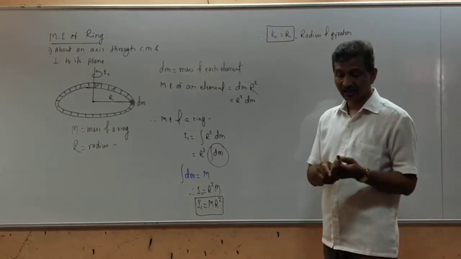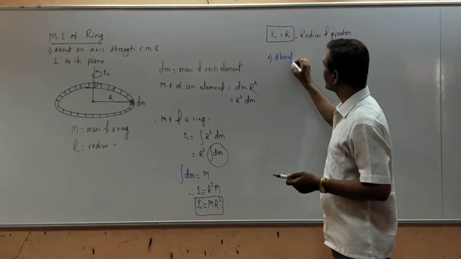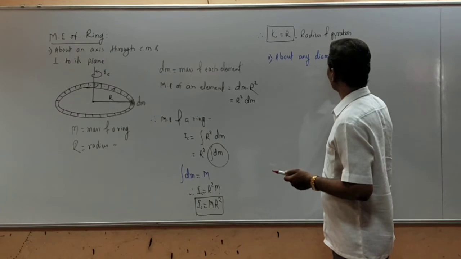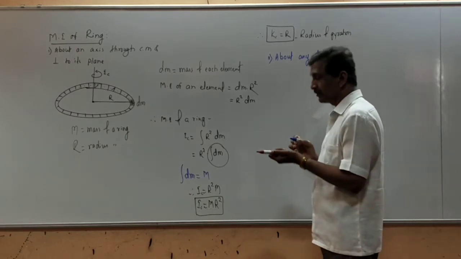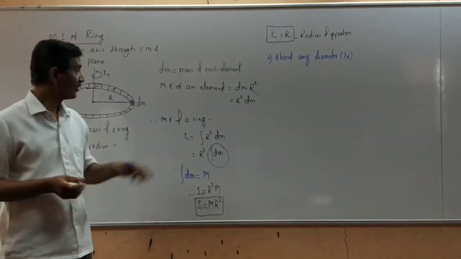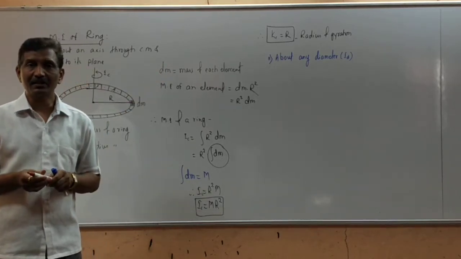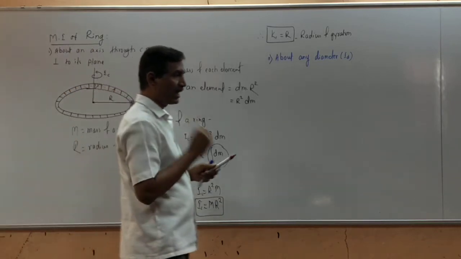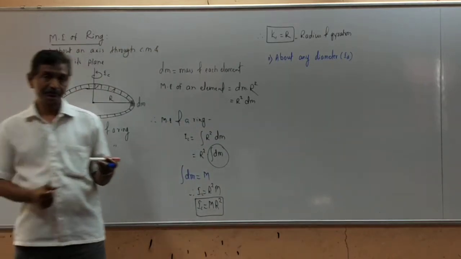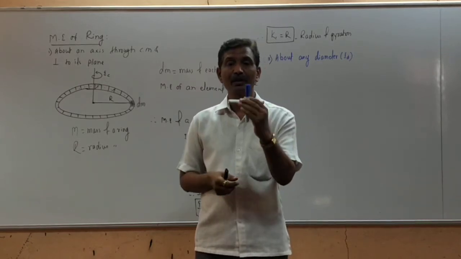Now we consider the other cases. Case number 2. Moment of inertia of this ring about any diameter. Such a moment of inertia is denoted by the symbol ID. The ring is a symmetric figure and therefore the moment of inertia about any diameter is the same. For our convenience we take two diameters which are mutually perpendicular to each other. Consider this situation. This red and blue pen indicates the two diameters which are mutually perpendicular to each other.